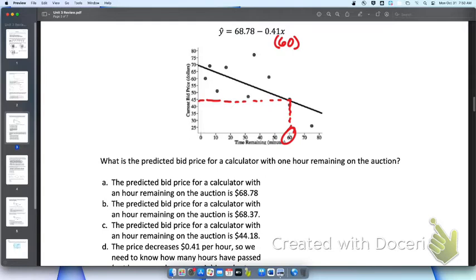If I plug in 60 minutes, what do you get as your predicted Y hat value? Calculator's probably going to be important. It's probably going to be pretty close to 45. 44.18. You think it's 44.18? Guess what? It is. So the answer would be C.